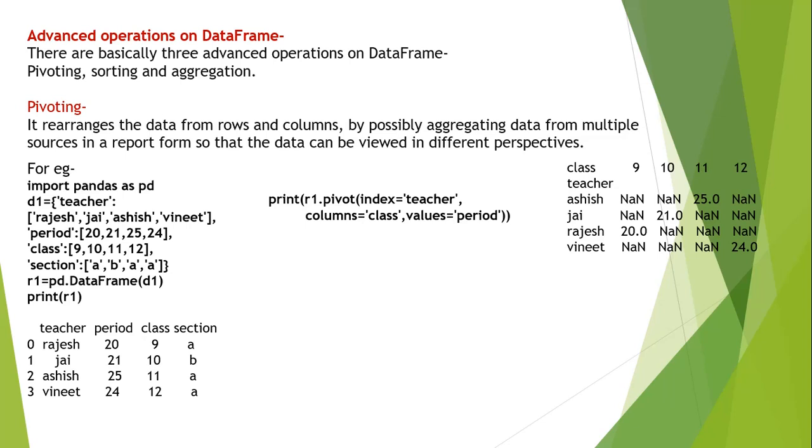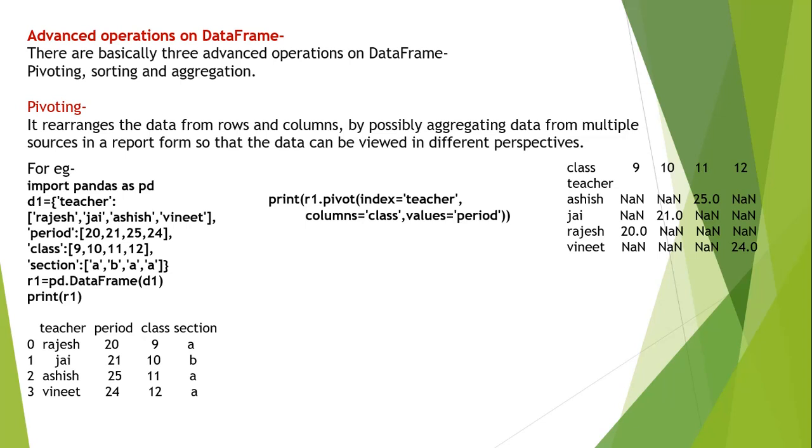Now just try to refer to the same values from the data frame. In the data frame, we had 20 periods for Rajesh for class 9th and section A. Here we are not mentioning the section in this pivot. We have removed the section part of the data frame, and all the rest of the entries are there. You can see for Rajesh in class 9th we have 20 periods. Similarly, for Jay in class 10th we have 21 periods in the data frame, and we can see here also for Jay in class 10th we have 21 periods.